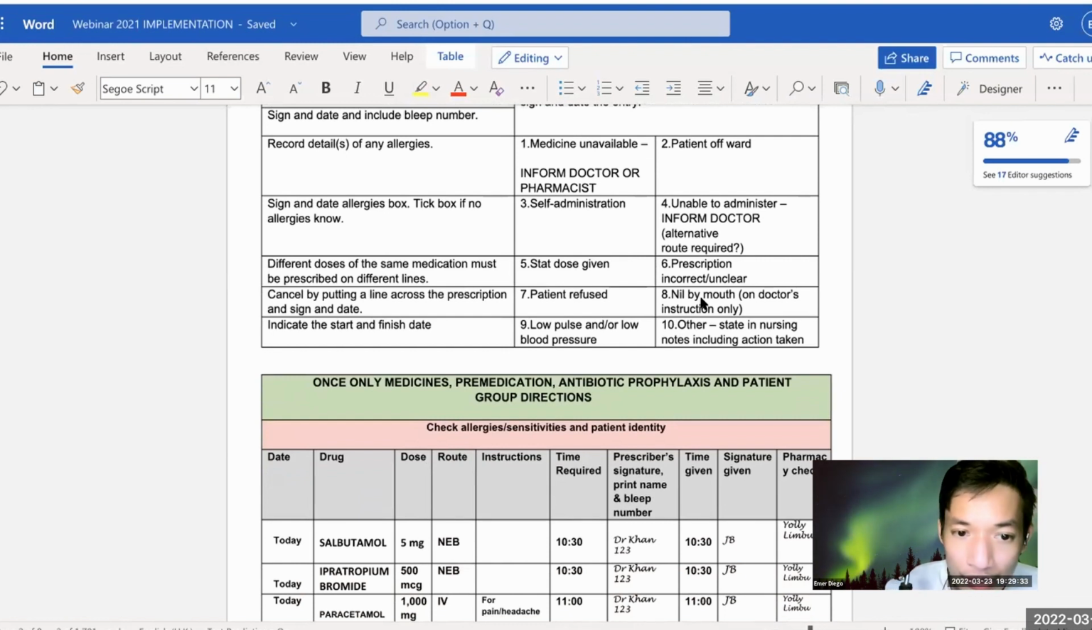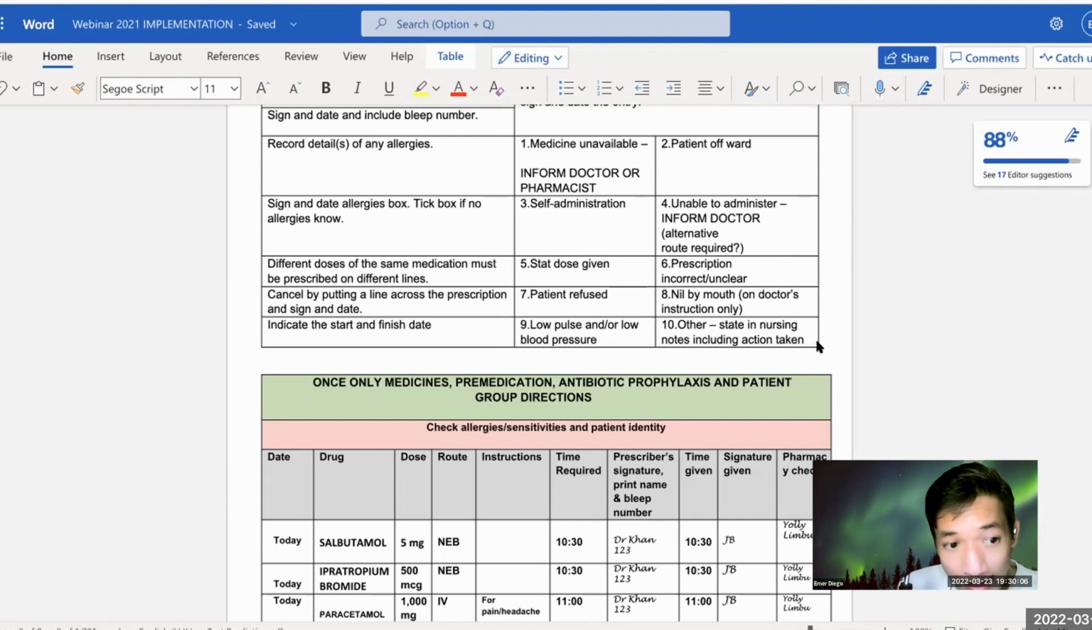Number nine. So if we compare this to the other drug chart, on your codes you have low pulse and low blood pressure, so keep an eye on that. Okay, so you know your medications for your pulse and for your blood pressure. And of course, number 10, I think a lot of people are asking about this code. It's the others. So looking back on our codes, there is no code talking about allergy. Okay, so number 10 might be your code to indicate that the patient is allergic to something.